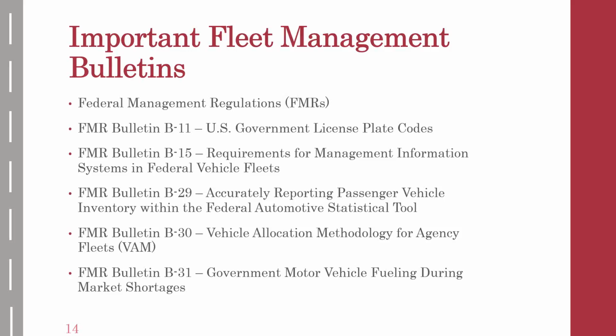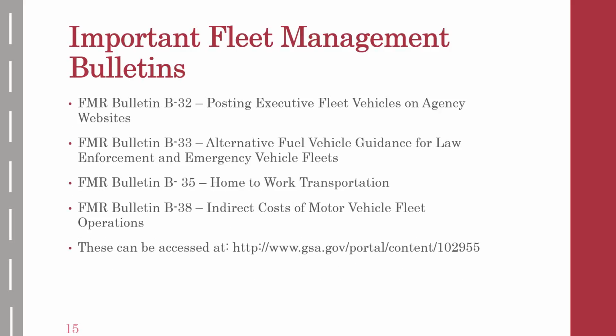And B30, we've talked about vehicle allocation methodology for agency fleets. That's the right sizing and right typing. B31, government motor vehicle fueling during market shortages. And then we have B32, which is posting executive fleet vehicles on agency websites. And alternative fuel vehicle guidance for law enforcement and emergency vehicle fleets is a B33. Remember, we talked about law enforcement 1, law enforcement 2, and law enforcement 3 categories. That guidance was issued as part of B33.